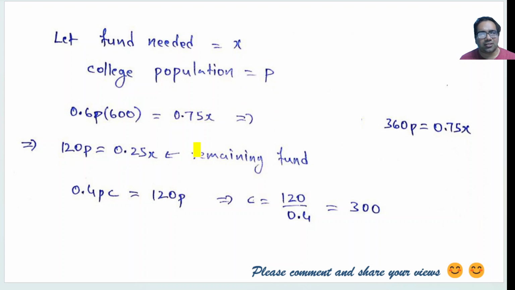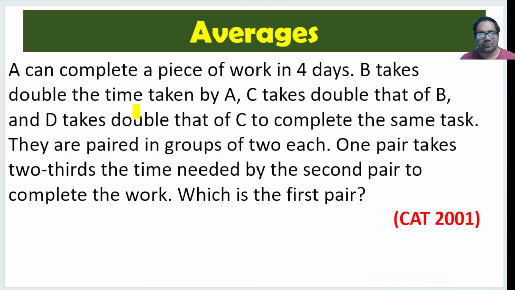Now this should be received by how many people? 40% of the total population, each contributing some amount C. That is 0.4P, each contributing C. The P and P will get cancelled. The contributing amount C becomes 120 by 0.4, which is 300.